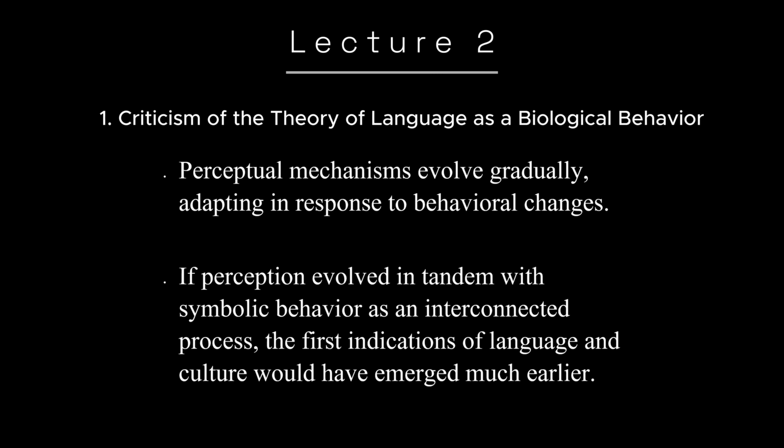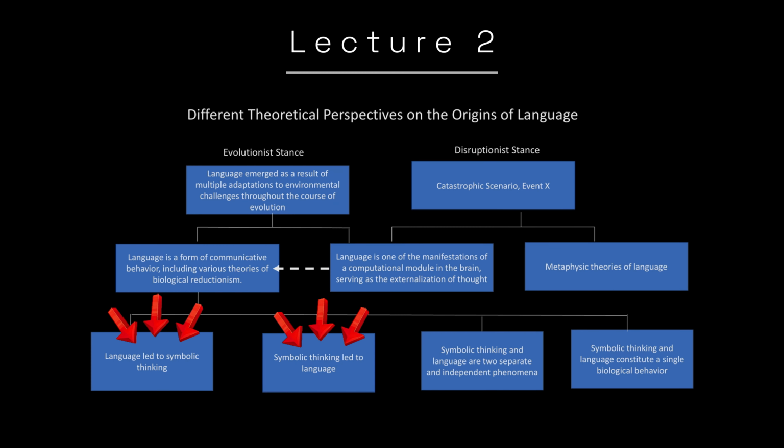Perceptual mechanisms evolve gradually, adapting in response to behavioral changes. If perception evolved in tandem with symbolic behavior as an interconnected process, the first indications of language and culture would have emerged much earlier. The next 2 positions in our framework also contend that language evolved gradually over time, but they adopt more traditional evolutionary arguments.